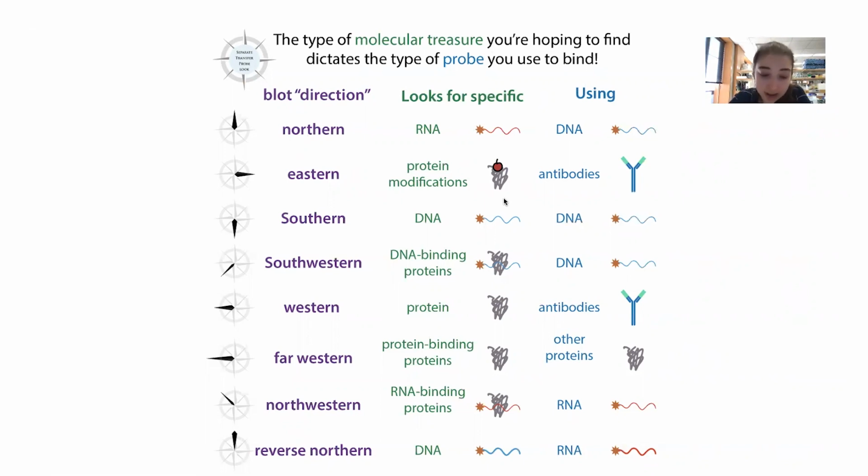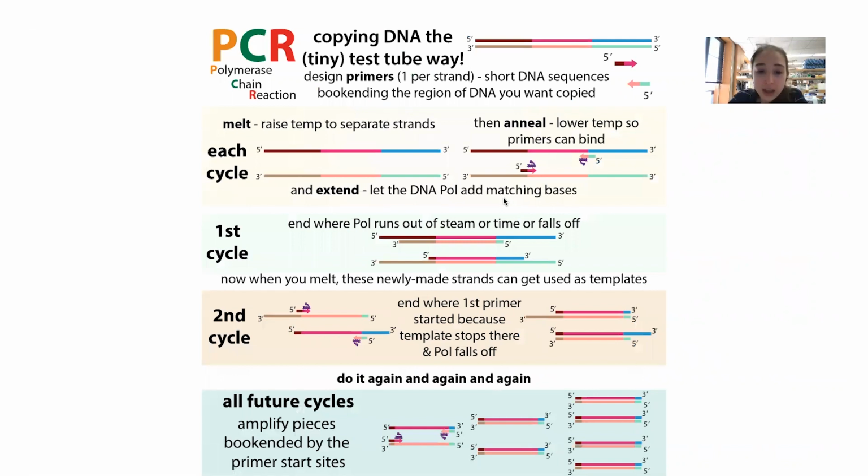PCR is a way that we can make lots of copies of specific sequences of DNA in a test tube. We make primers that bookend the regions we want copied, and then in PCR, we can have those regions copied.